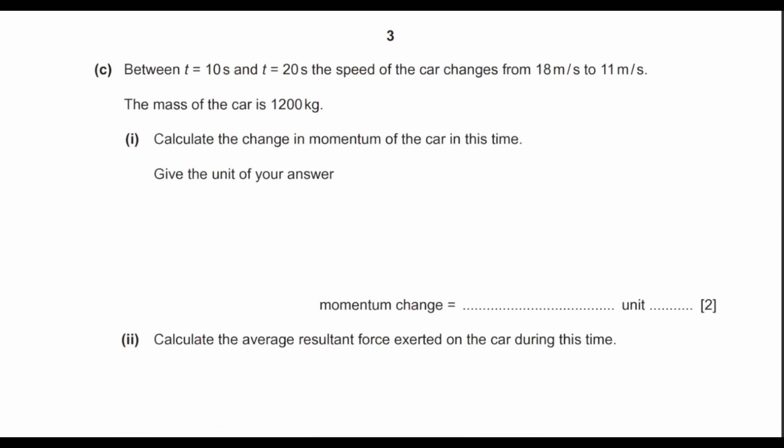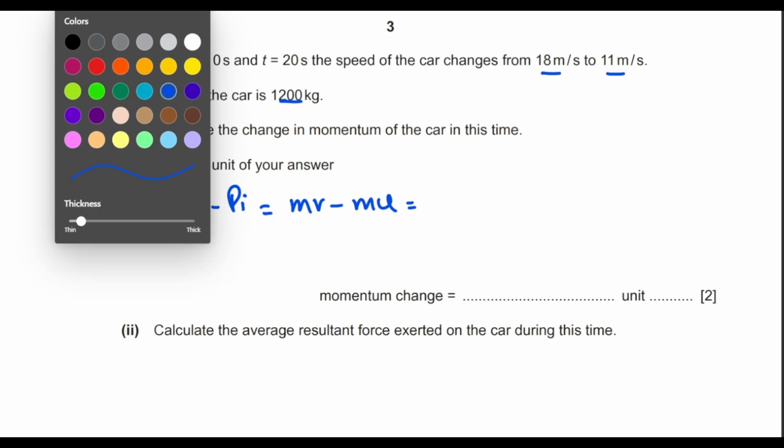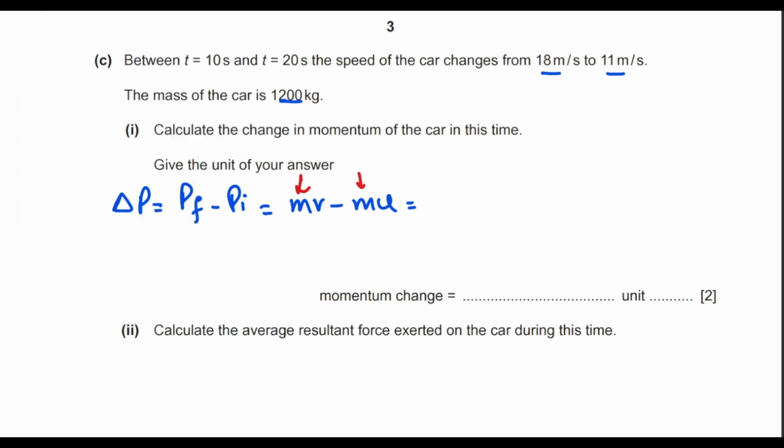Okay. In part C, we have the time between t equals 10 to 20. The speed of the car changes from 18 to 11. The mass of the car is 1200. Calculate the change in momentum. Now, for a change in momentum, we have the formula simply as the final momentum minus the initial momentum. So that would be mass times final velocity minus mass times initial velocity. If we take out the mass of the system common on the outside, that makes things easier. So 1200 will be on the outside, and then a simple change in velocity, which will be 11 minus 18, which will lead to a final answer of -8400 Newton seconds.